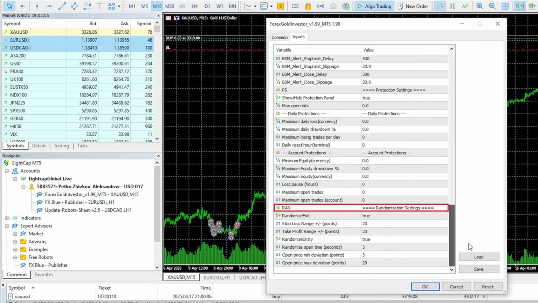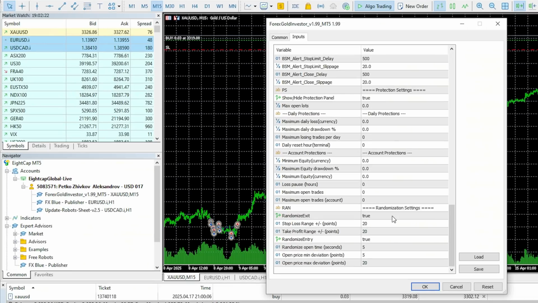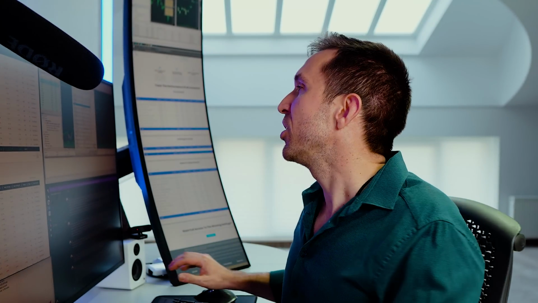There is randomization, which I usually keep to true, because I want my trades to be a little bit different from all the other users who are using the same expert advisor, even though that's a live account and there is no problem if I have the same trades as another trader using the Forex Gold Investor. I have max spread at 40 points and slippage at 20, which means that if any of these is above these values, it will not open new trades.